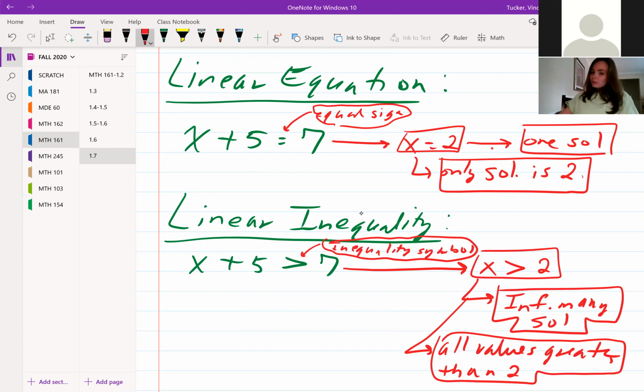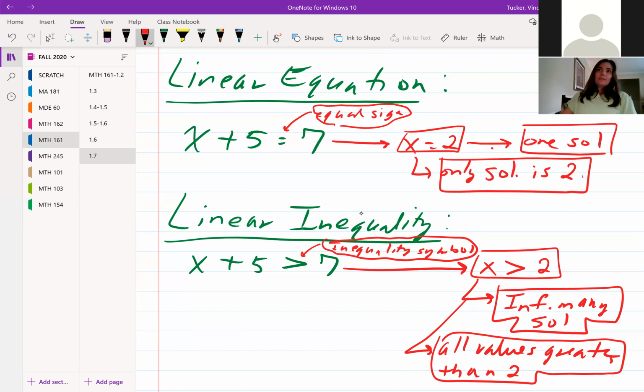All right. So when we look at the difference between a linear equation versus a linear inequality, we dealt with linear equations up to this point. The linear inequality is what we're looking at now. The first difference is that the equation has an equal sign. Your inequality uses one of your inequality symbols. So here we're using greater than.